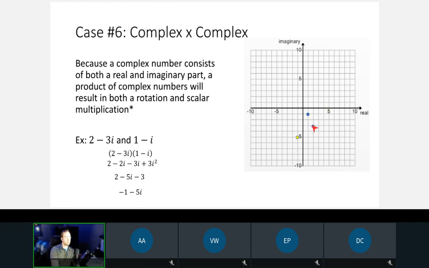So we have this times this, and this one actually causes a clockwise rotation, and then it's further from the origin than the original. For these, you're going to have to just do the math. I couldn't tell you if it's going to rotate clockwise or counterclockwise. It really depends on the original complex numbers. So it is possible to rotate either direction depending on what these values are.